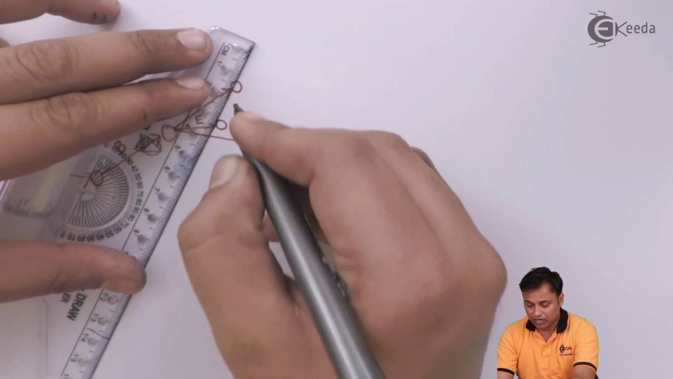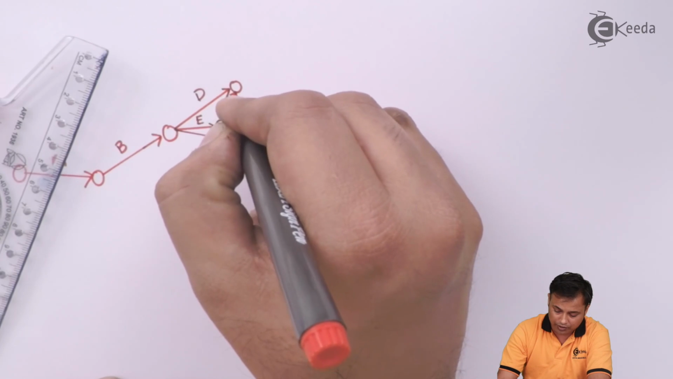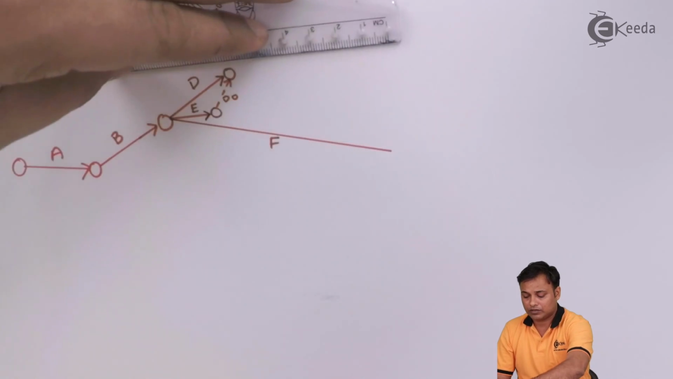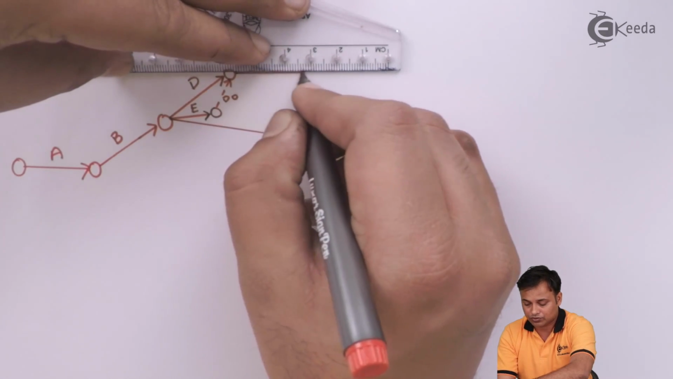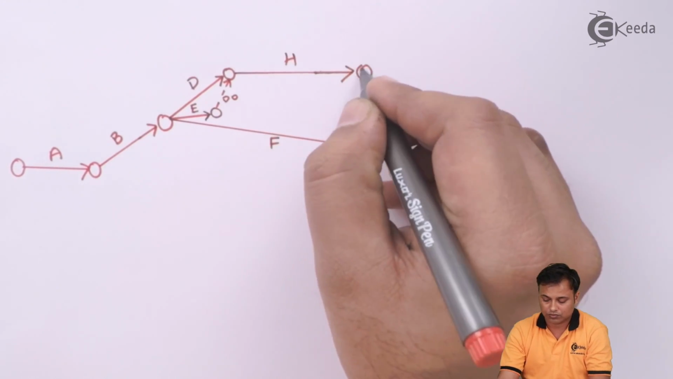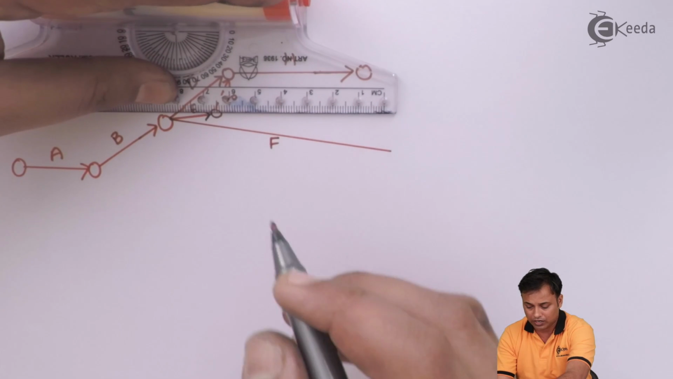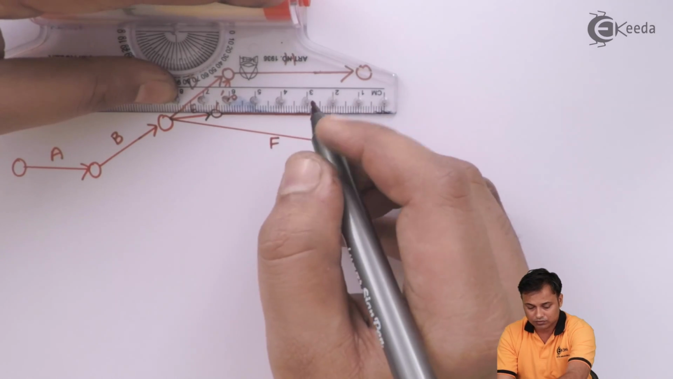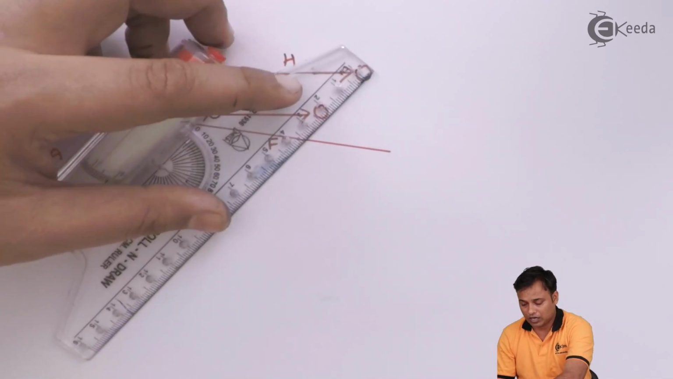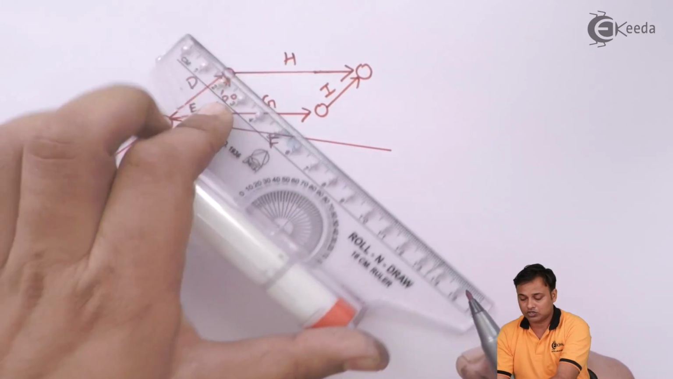And I'll join now E with a dummy. This is my dummy D0, and from here it will be H. From E I will draw the G. I'm just following the rough diagram we had drawn earlier. I'll join I from G, and I'll join J.